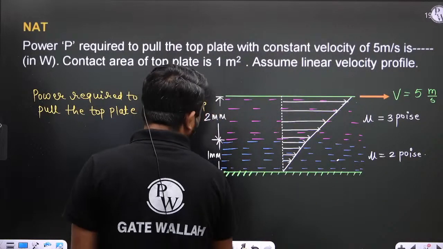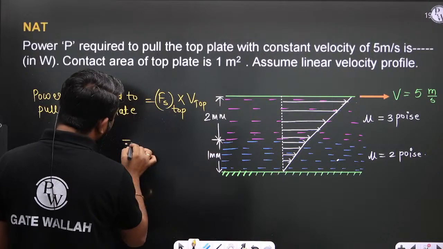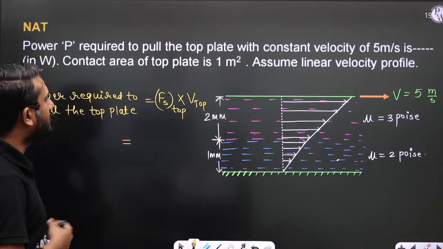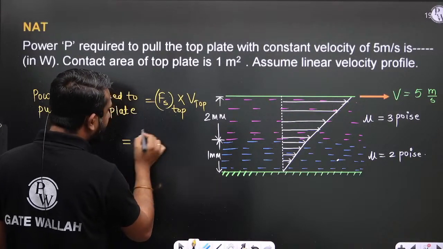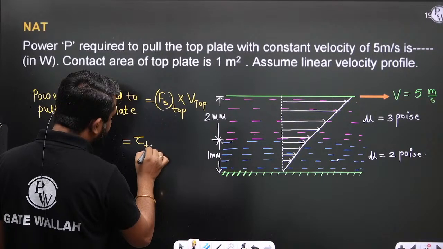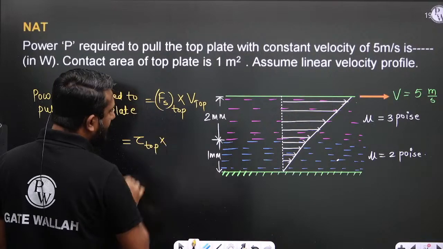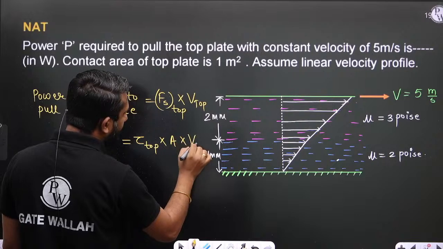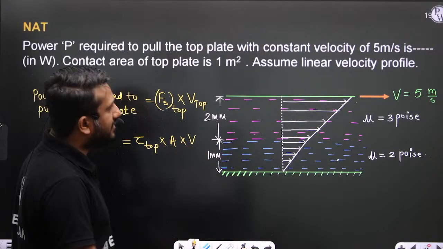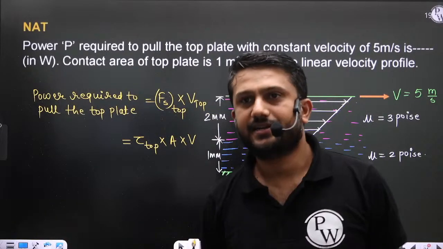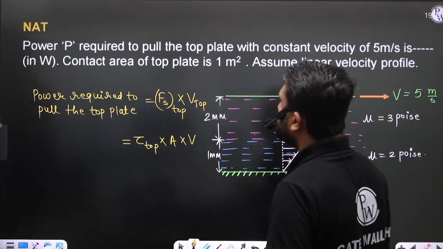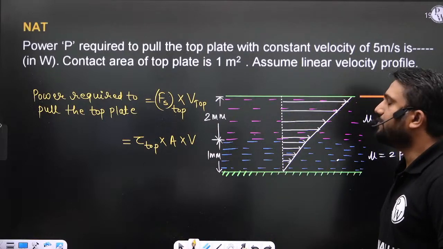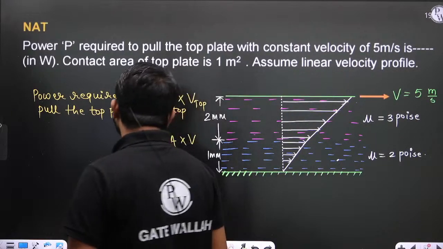Now, what is the shear force experienced by the top plate? Simply we can say the shear force experienced by the top plate is the shear stress on the top plate multiplied by area. And this is the velocity of the top plate, which is given, 5 meters per second. So the power required to pull the top plate is shear stress on top plate multiplied by area multiplied by velocity. Now calculate the shear stress on the top plate.